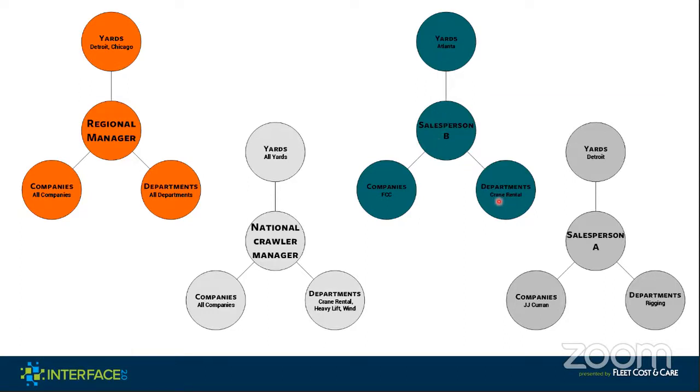Likewise, salesperson B is a crane rental salesperson from Atlanta. They're not going to see salesperson A, who is a rigging salesperson in Detroit. They don't have either a yard or a department in common. So as your users go to pass tasks back and forth to each other, if somebody needs to see somebody in their drop-down list, you may need to do some adjustments to your department, yard, and company configuration.